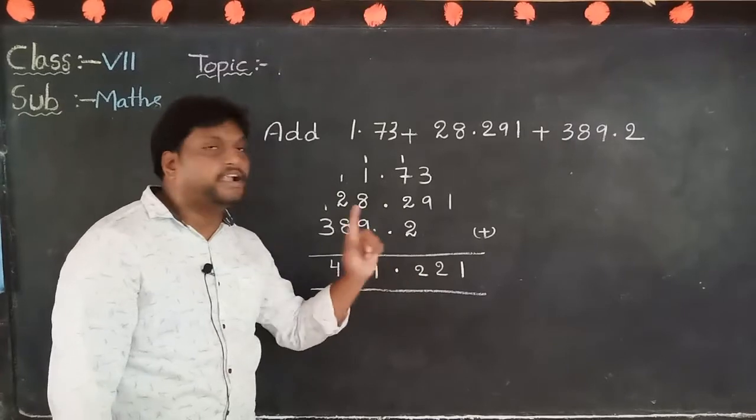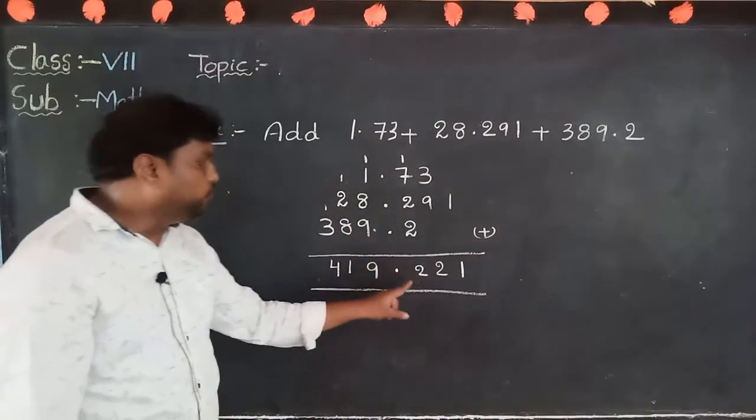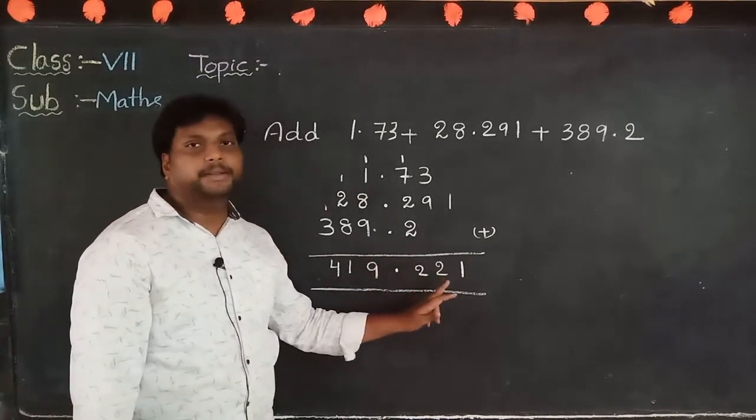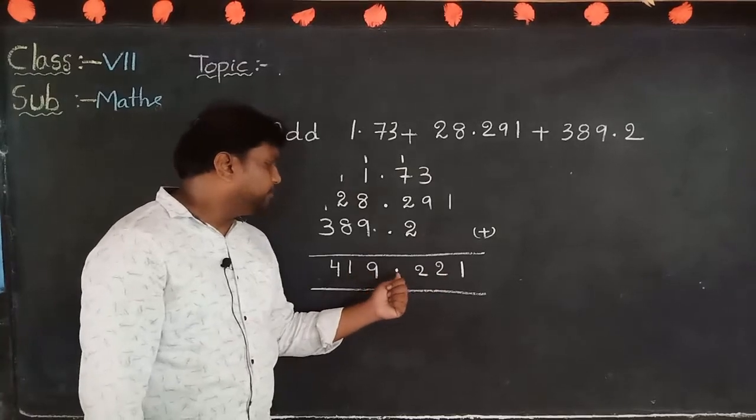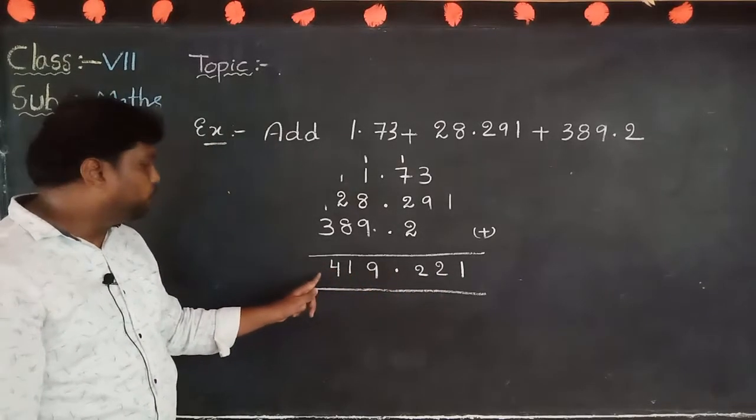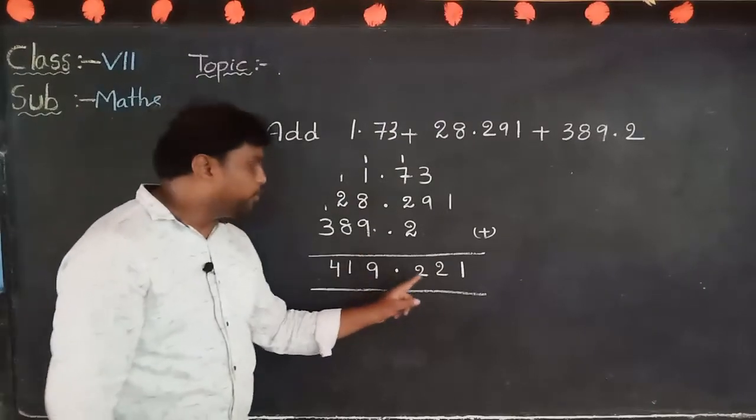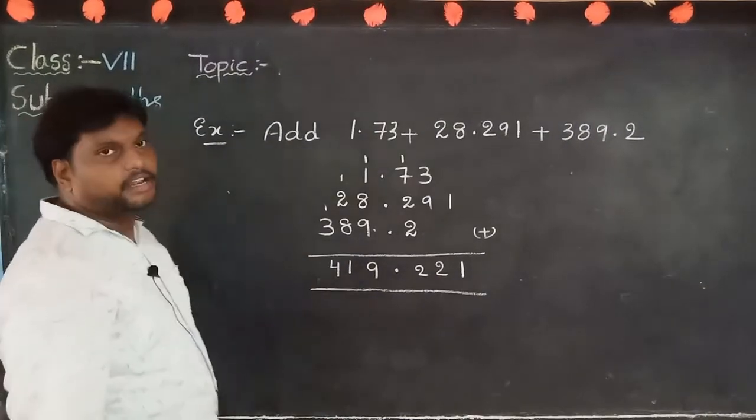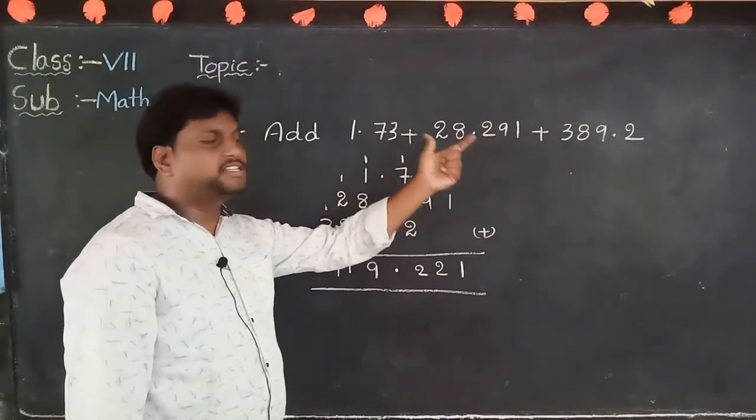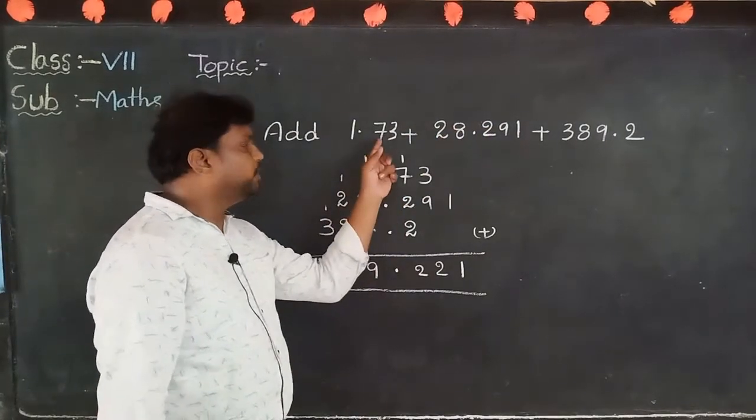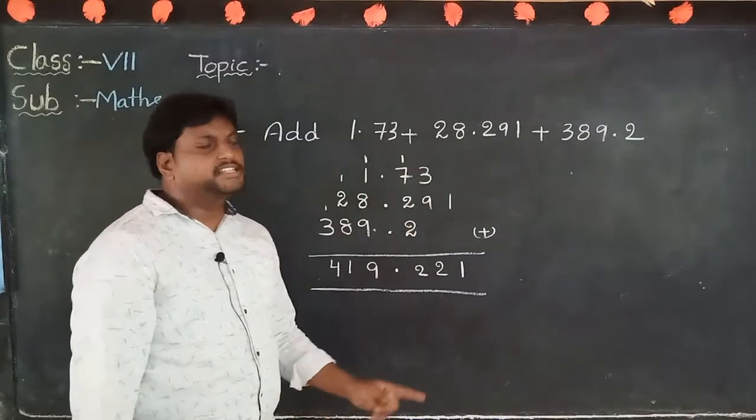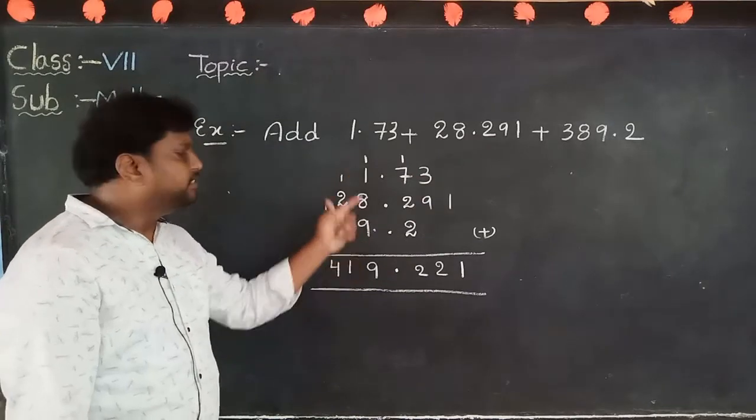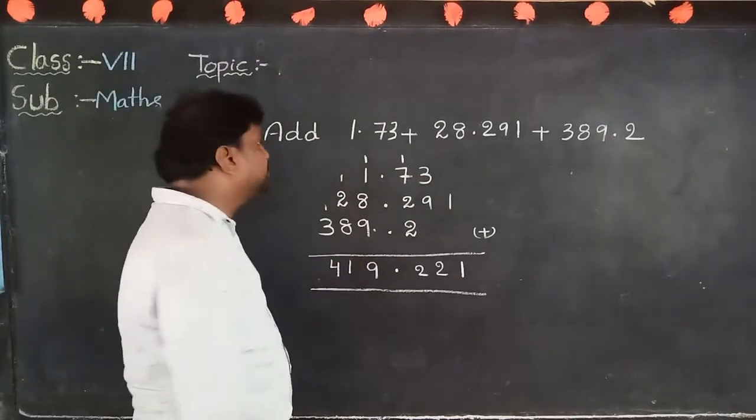In 419.221, after the point we mention only 221, because we are not mentioning the place value after the point. The 419 is the whole part, and after the point we mention only the numbers 221. Once again I repeat, in the first one we have 3 unlike decimals: the first number has 2 digits in the decimal part, the second has 3 digits, and the third has only 1 digit. We have to write them in order, depending upon the decimal point. Then we have to add. This is the process.